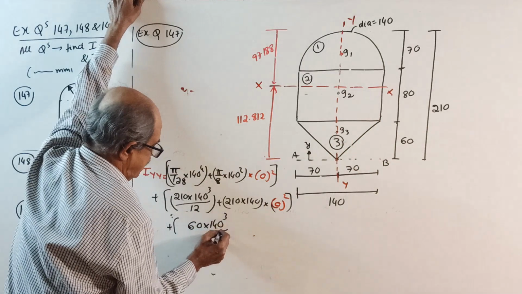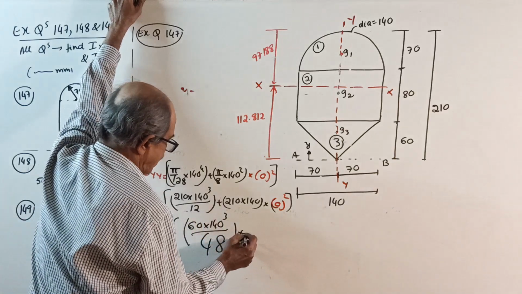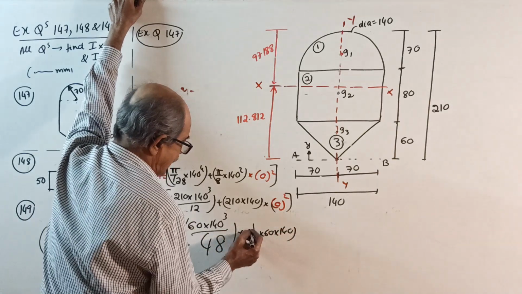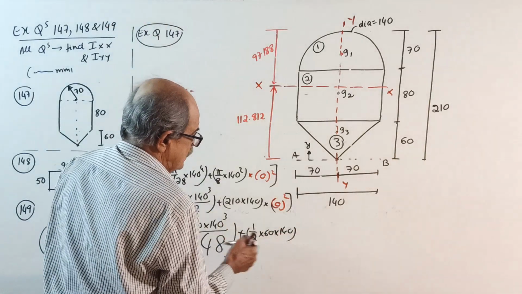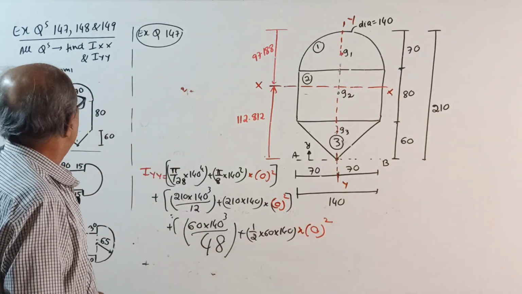Why, I will not explain now, it is too late. Plus half into 60 into 140, whole square, is I about y over. People will wonder how 48 came. No, it just came from the sky.